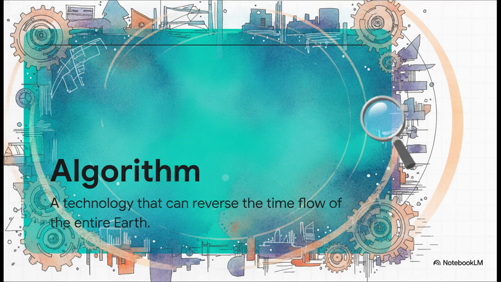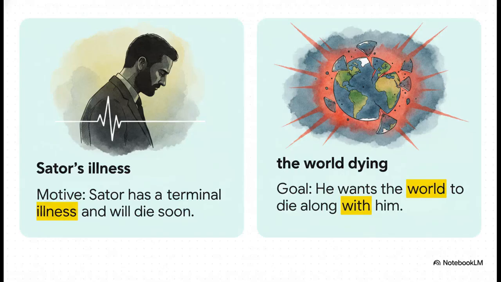If this device is triggered, the fundamental laws of cause and effect will completely break down, instantly erasing our reality as we know it and ending humanity. It is the absolute ultimate doomsday device. So the future enlists a man in the past to assemble this algorithm for them, Andrei Sator.